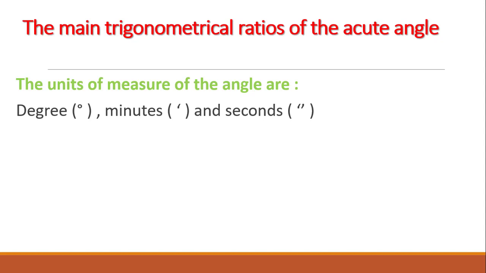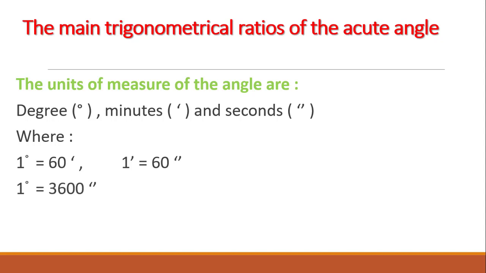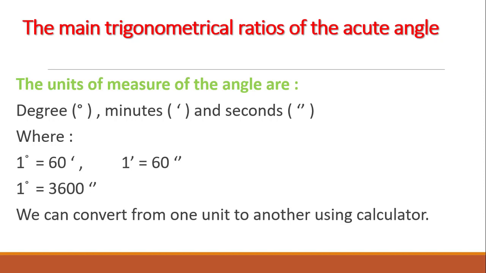We can convert from degree to minute and from minute to second by the relation that 1 degree is 60 minutes and 1 minute is 60 seconds, like hour and minutes and seconds. So 1 degree is 3600 seconds. Sometimes I want to write the angle as a degree only, even if it's a decimal. And sometimes I want it as degree, minutes, and second. We can convert it using our calculator.